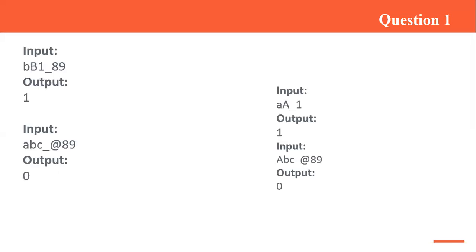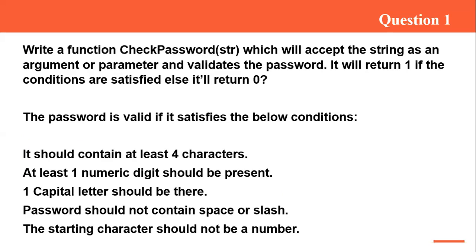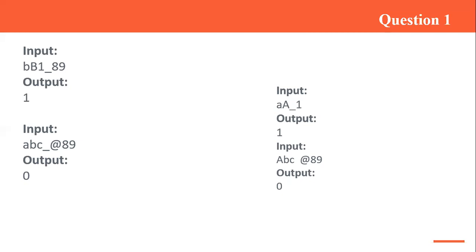Do we have any space there? No. Any slash there? No. Next, the starting character should not be a number. Is it starting with a number? No. So that's why the first one is valid. Valid means we are not printing valid or invalid, we are just printing 1. That's it.